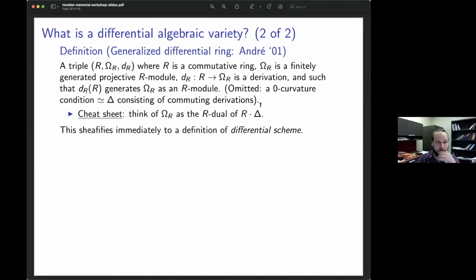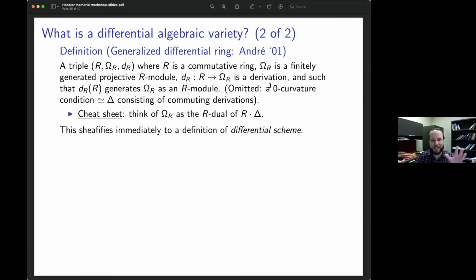If you're still following at home, instead of giving you a pre-chosen set of commuting derivations, I'll endow R with an R-module that's meant to behave like the differentials, together with a derivation from R into that module of differentials, satisfying some other technical conditions. Morally, I want to think of this Omega R as being the R dual of the R span of the deltas that you want to pretend that we're talking about throughout.